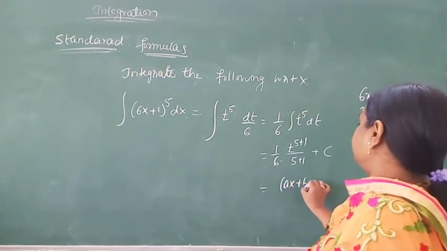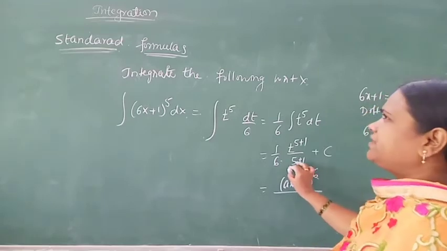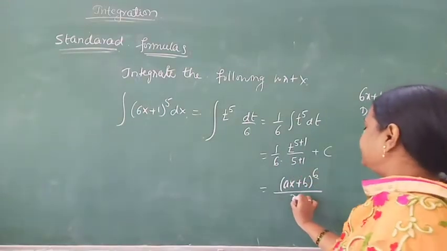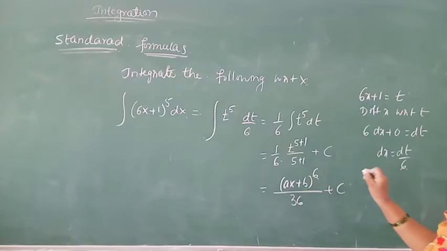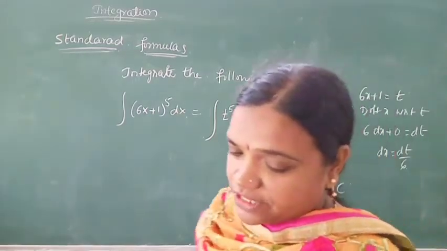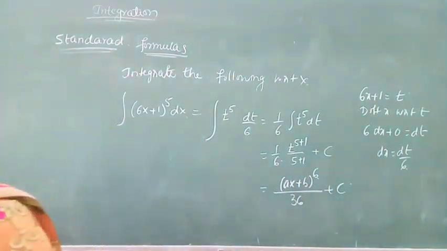So with t replaced by 6x plus 1, 5 plus 1 is 6, and 6 into 6 we get 36, plus c. This is another method, by using the method of substitution. Any one method you can apply and calculate. Okay.